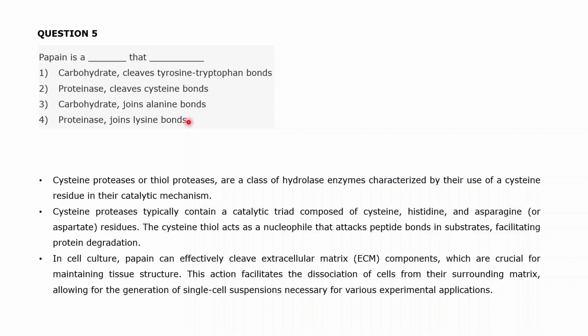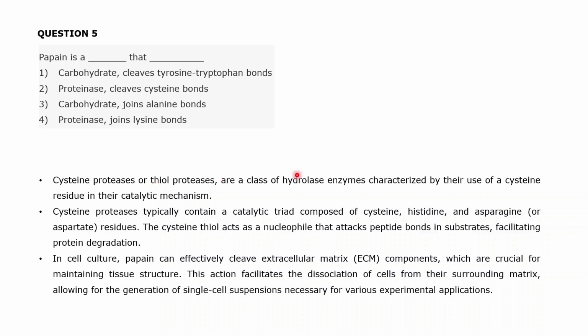Option 2. Option 2 is a proteinase which cleaves cysteine bonds, right? So basically it's a cysteine protease. From the name itself you know that it is a cysteine protease, right? And it is also called a thiol protease because in case of cysteine you know that the sulfur group is present there, that's why it gets the name. So if an SH group is present there, and a protein cleaves these SH groups, then it is called a thiol protease or a cysteine protease.